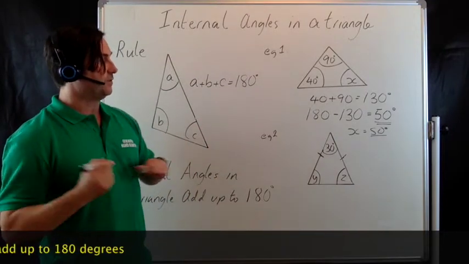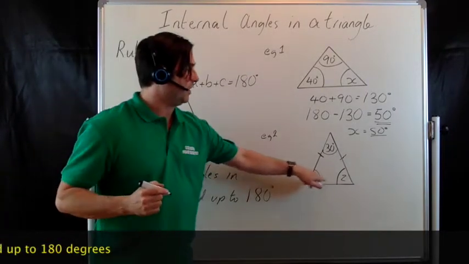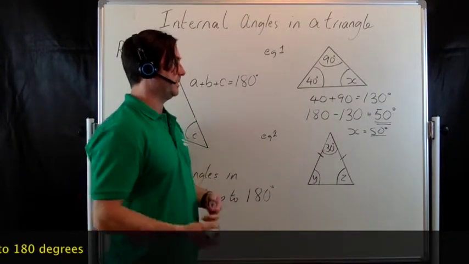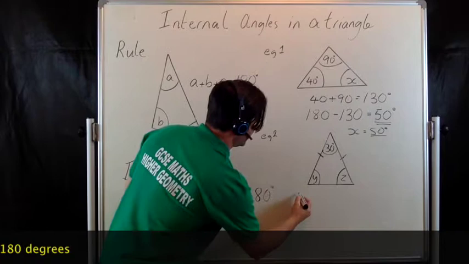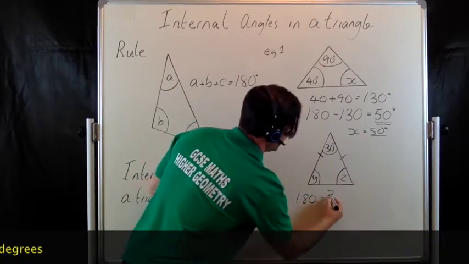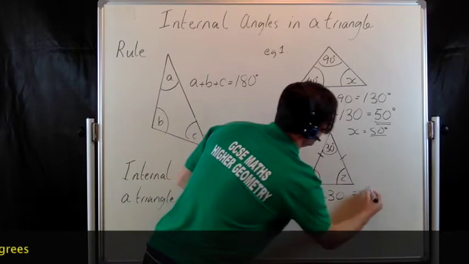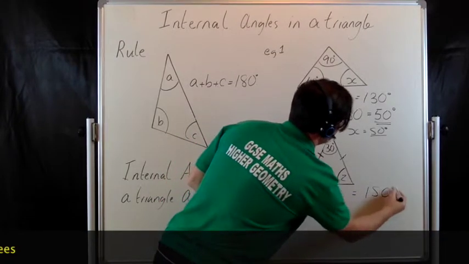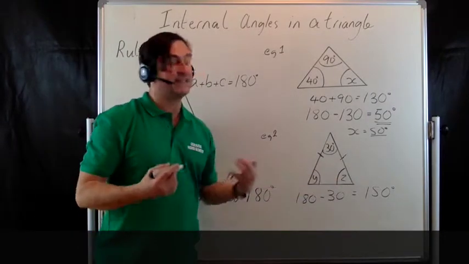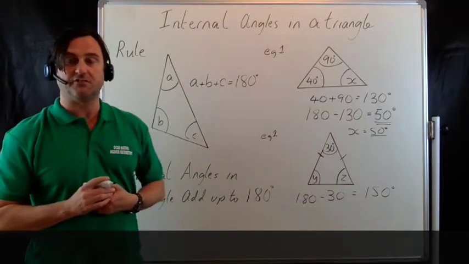So what we do first of all is work out what Y and Z together would equal. We know that the internal angles add up to 180, so we do 180 take away the angle we know, which is 30, which leaves us with 150 degrees. So we know that Y and Z together total 150 degrees.